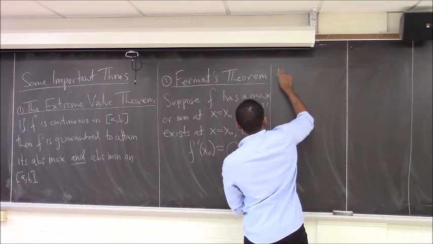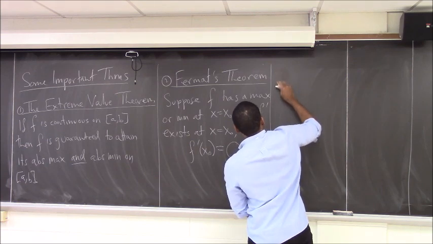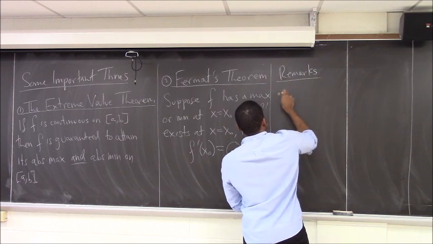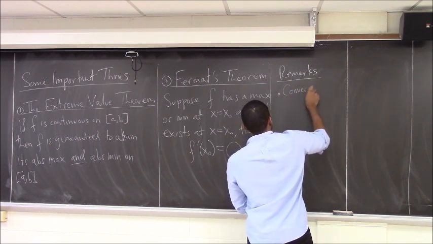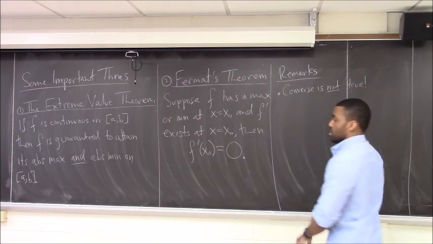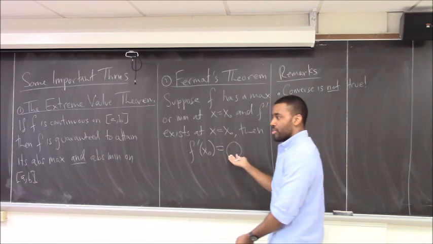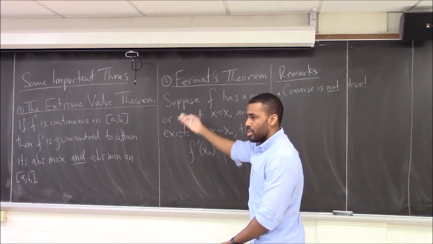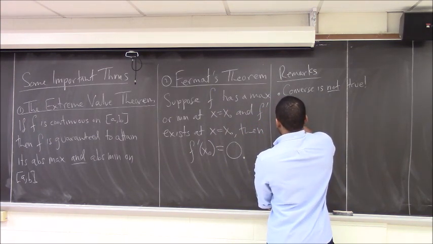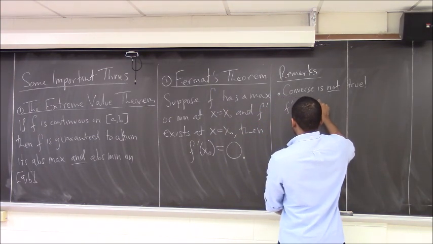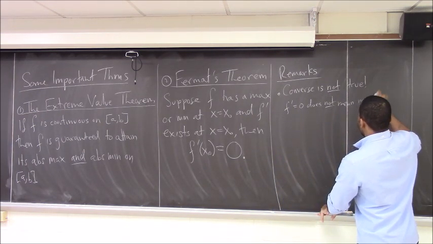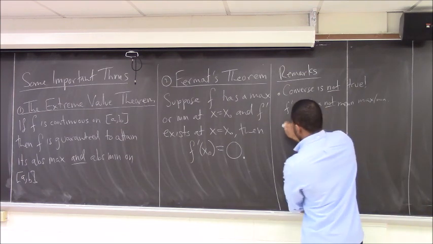There are some important comments. One, the converse is not true. Meaning if you know the derivative is 0, it does not mean it's a max or a min, right? But if you know it's a max or a min, the derivative has to be 0. So f prime equals 0 does not mean max or min. I can give you an example here.